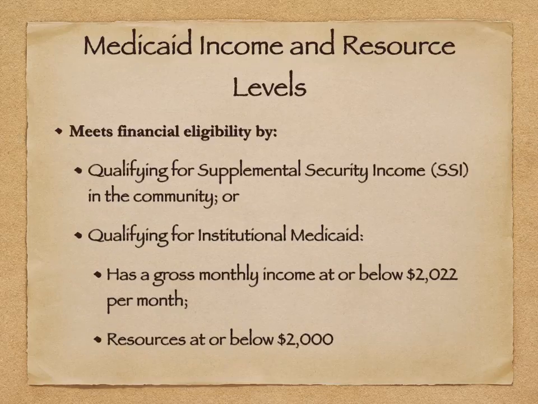Medicaid income and resource levels. You meet financial eligibility by either qualifying for supplemental security income, SSI, in the community, or qualifying for institutional Medicaid. You have to have a gross monthly income at or below $2,022 per month and resources at or below $2,000.